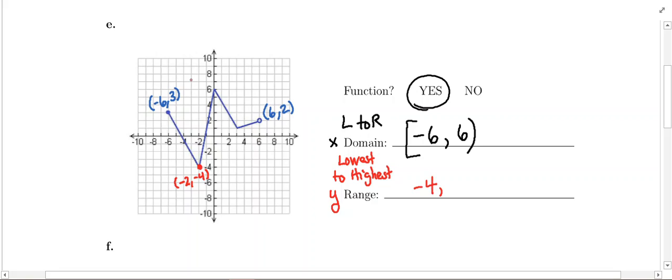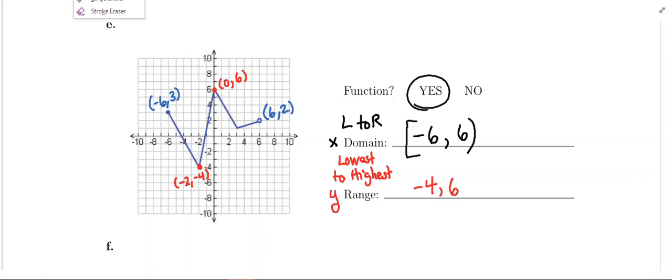Now we locate the highest point on the graph right here. This point has an x value of 0 and a y value of +6. So again, we need to write down the y value for this point. This is telling us that the blue graph exists between y values of -4 and +6. Now we need to handle the endpoints. I'm going to go ahead and erase these red dots that I have at these points.